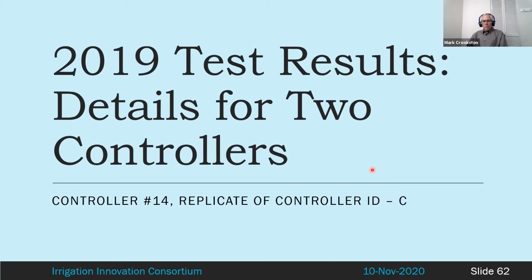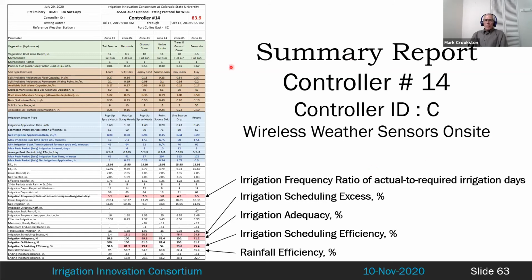One of them had to water frequently, essentially weekly. And one did a better job of doing days of interval and spreading out those things. And so we'll start to show some differences between what the impact of those differences are. So again, this is the summary report for controller number 14 with wireless sensors.